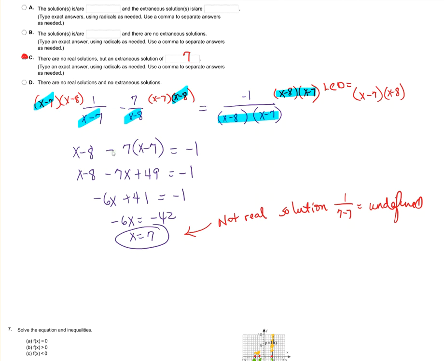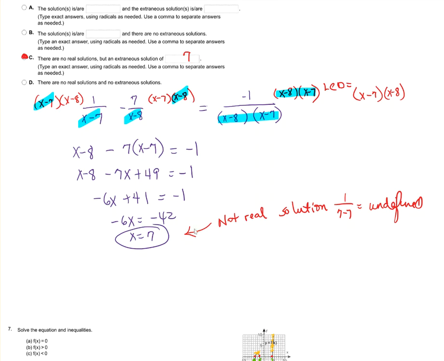X minus 8 minus 7 times x minus 7 equals negative 1. Distribute this minus 7, and you have minus 7x plus 49, because minus times minus. So then we're going to combine: a negative 7x and a positive x gives me negative 6x. And then I've got 49 minus 8, that's 41, equals negative 1. Subtract that 41, so now I have negative 6x equals negative 42. Divide, and I get x is 7.